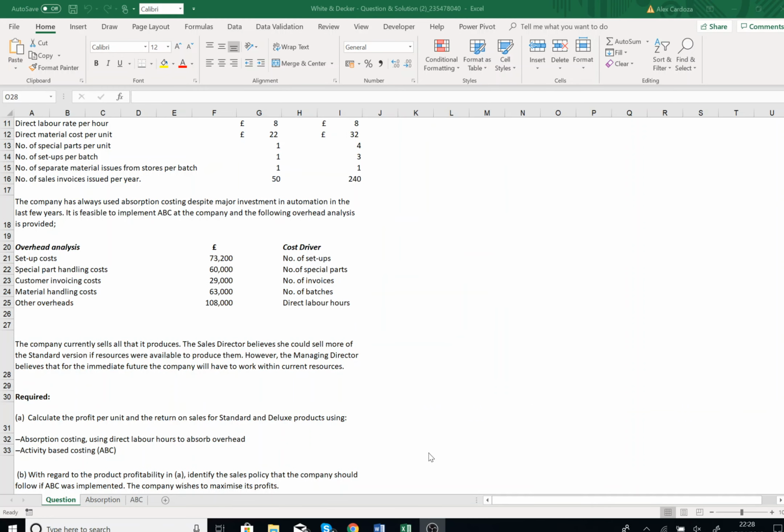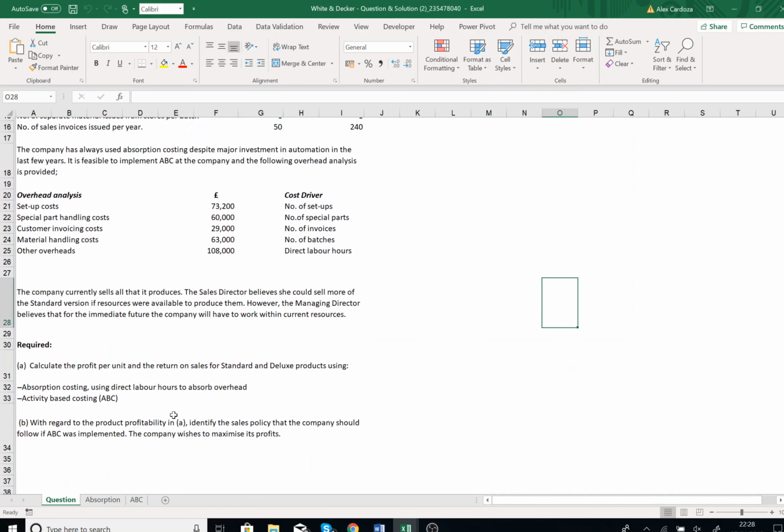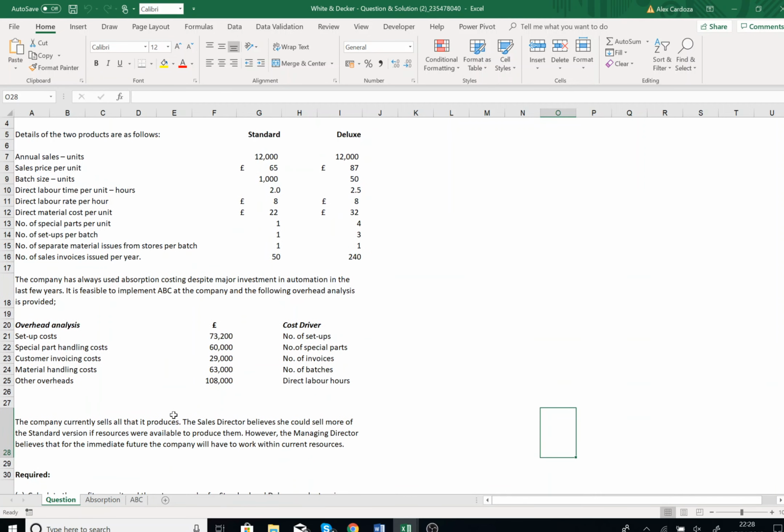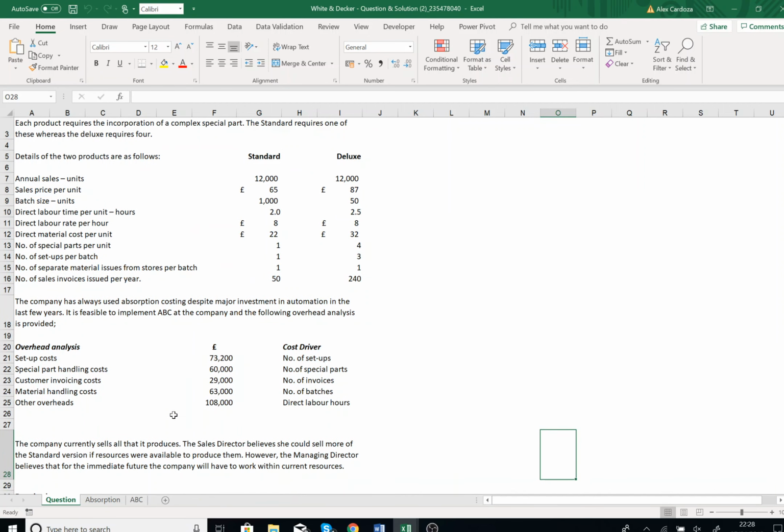So the first one that we're going to do here is absorption costing. So you just got to work out the profit. The key thing with absorption costing as opposed to activity-based costing is, with absorption costing, you basically just sum up all your overheads. And all your overheads are what they call your indirect costs. And these are the costs that can't be directly related to production, so the actual producing of your units, of your goods.